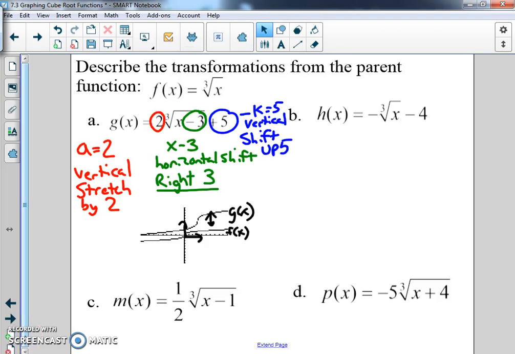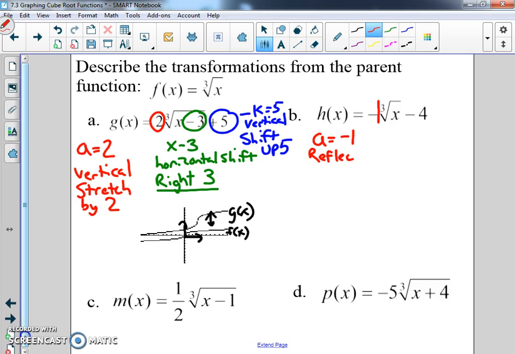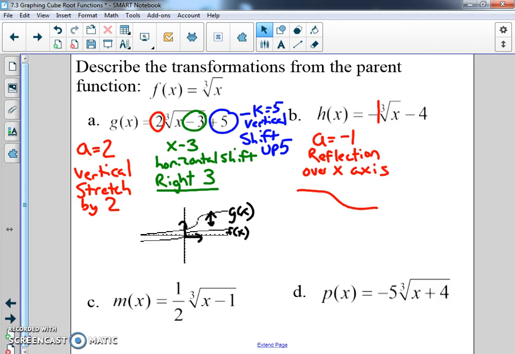All right, let's look at B here. I've got h of x is equal to negative cube root of x minus 4. Identifying our a value is equal to negative 1. That means I have a reflection over the x-axis, which means instead of starting below the x-axis and finishing above the x-axis, we're going to see the graph do this. Okay? That's how it's going to look. So that is a reflection over the x-axis.